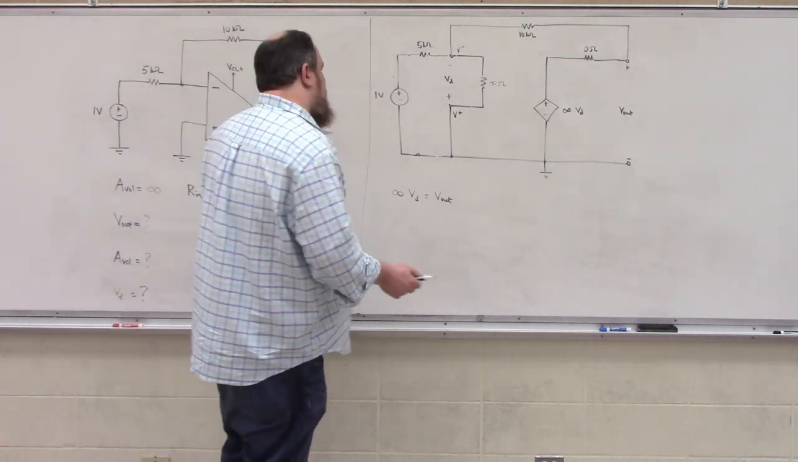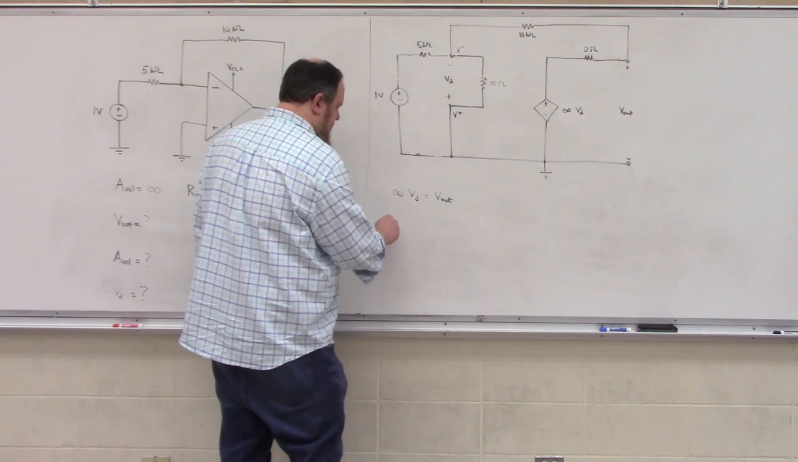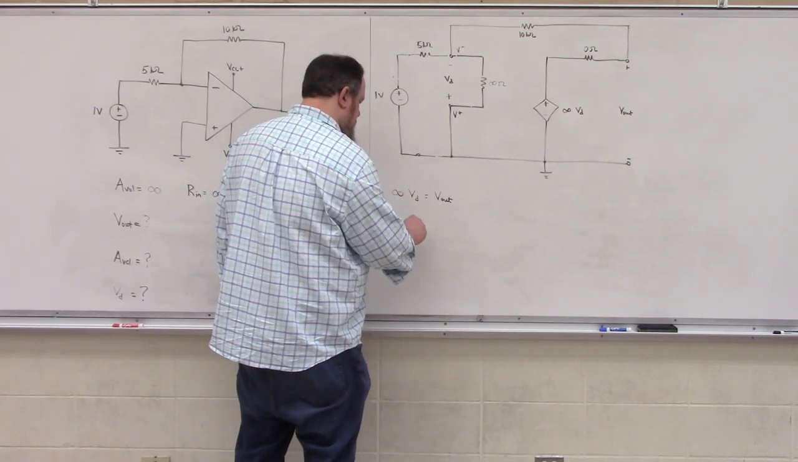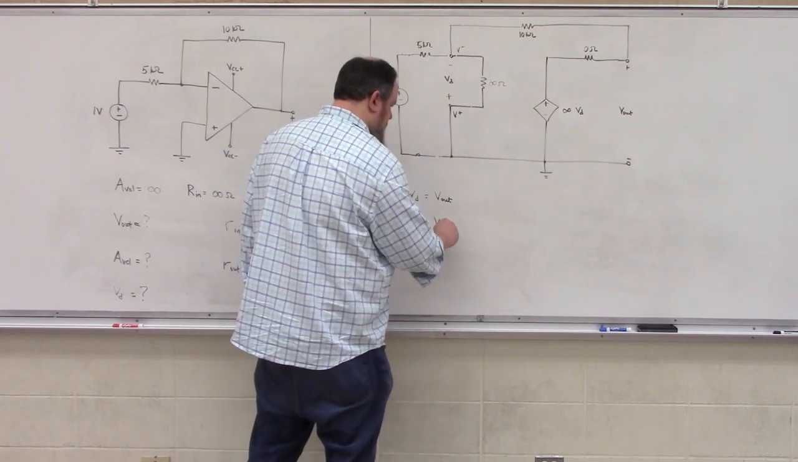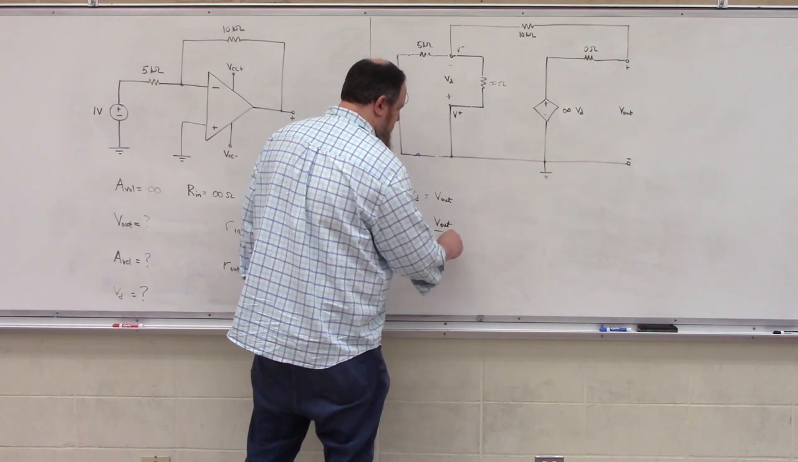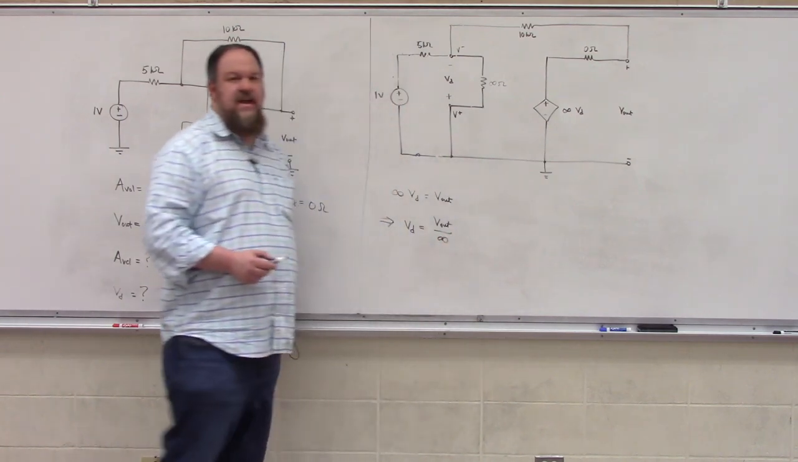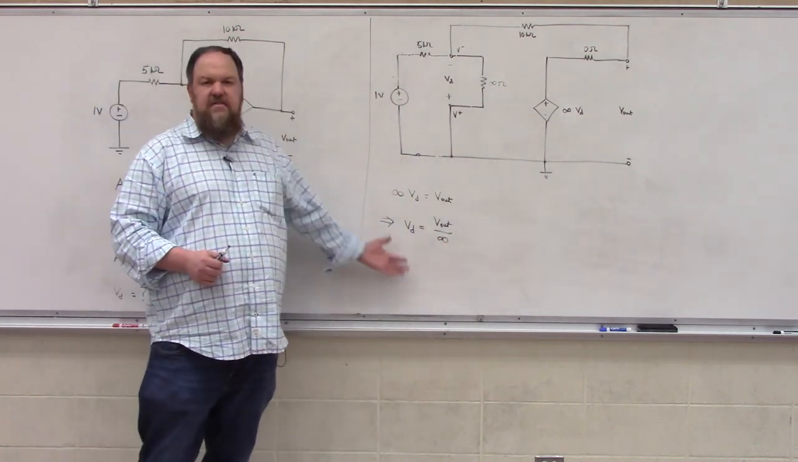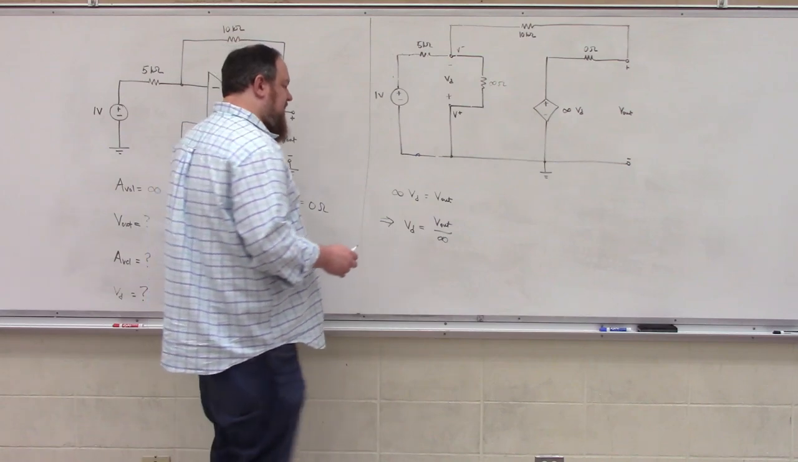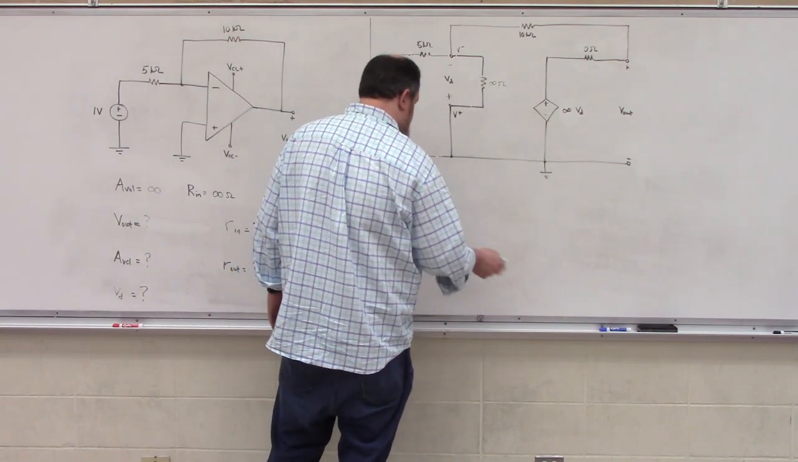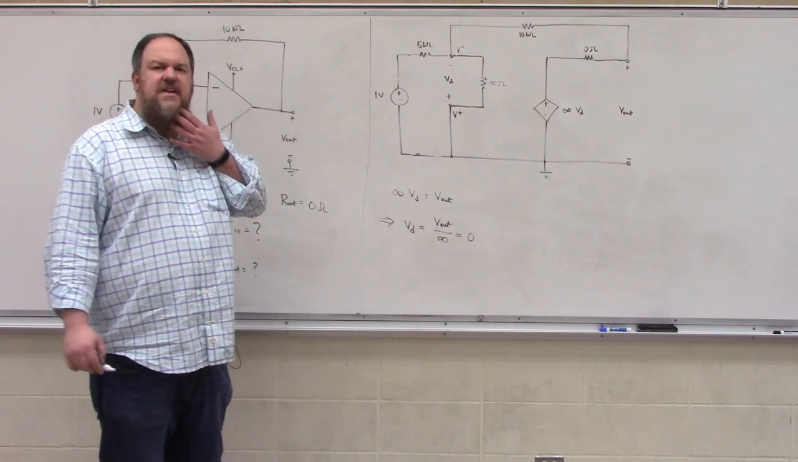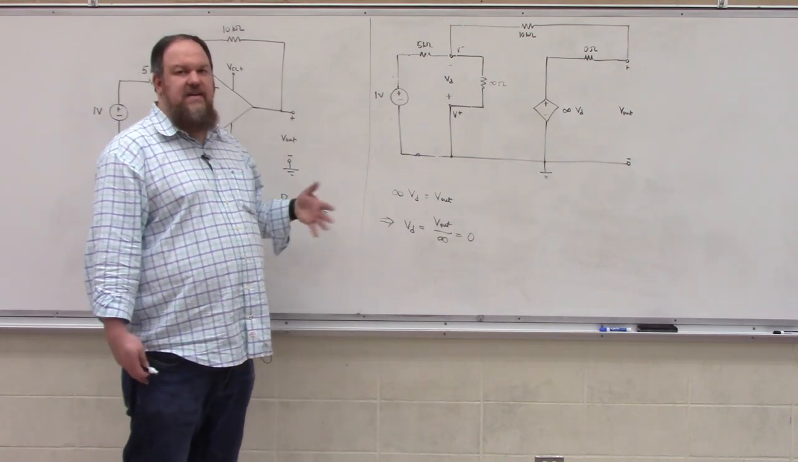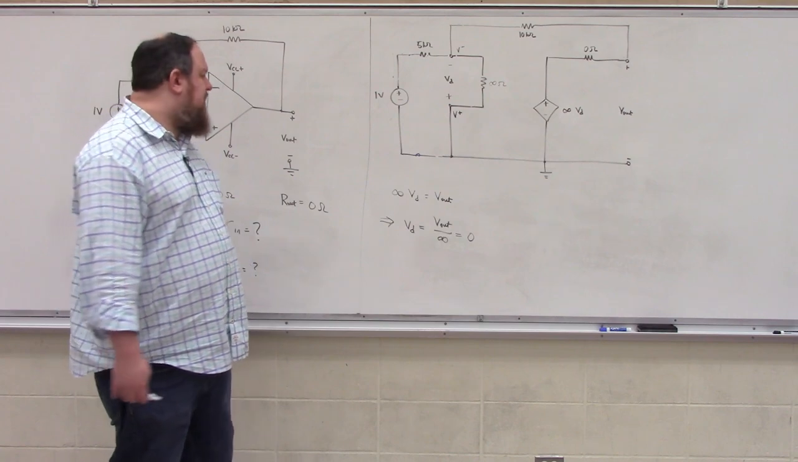Now, this might not seem like a startling revelation, but it really is. If we algebraically manipulate this, we see that VD is equal to Vout divided by infinity. And as you know, any number divided by infinity should give us zero. So VD, the differential voltage for an ideal operational amplifier, is zero.